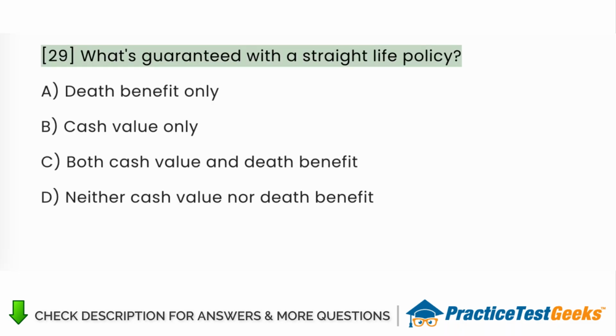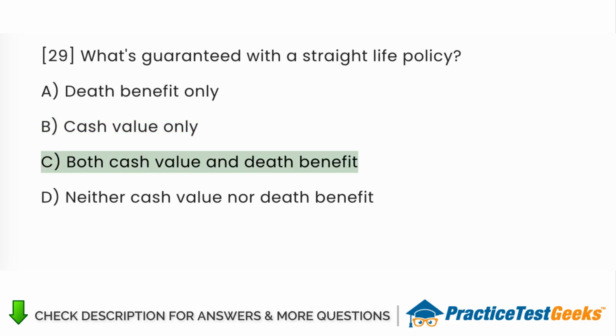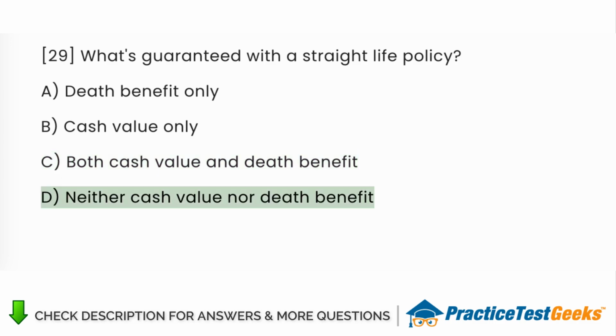What's guaranteed with a straight life policy? A. Death benefit only. B. Cash value only. C. Both cash value and death benefit. D. Neither cash value nor death benefit.